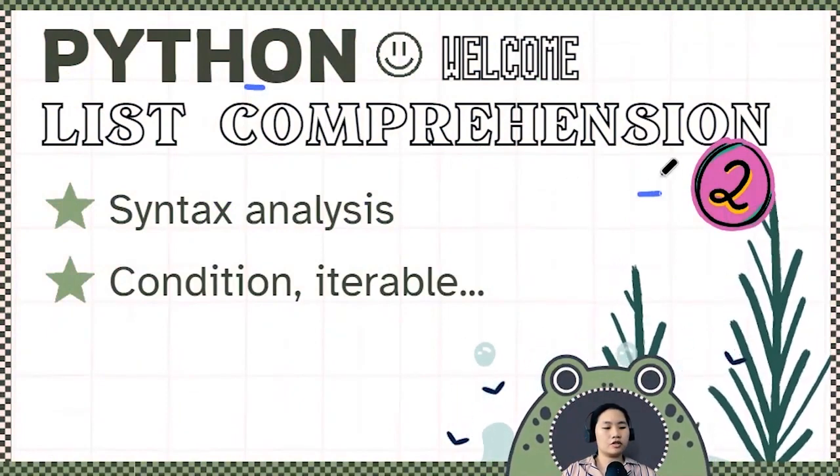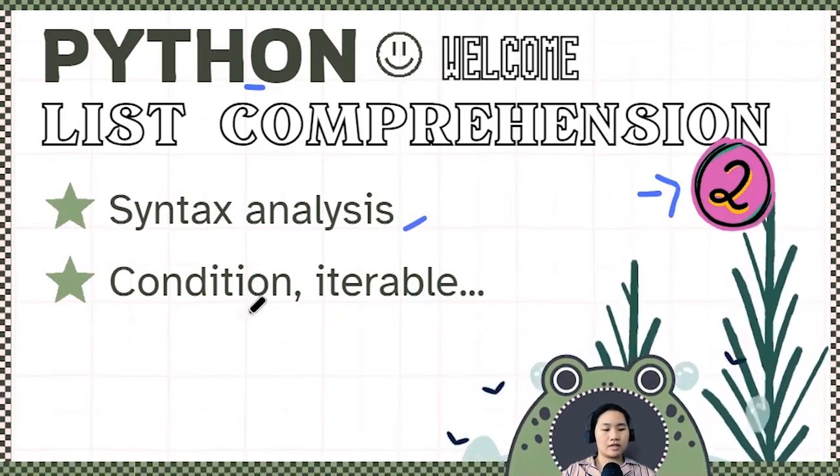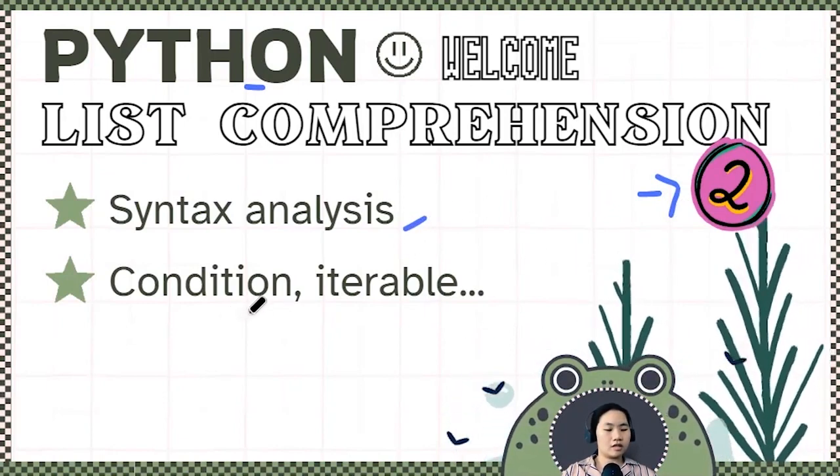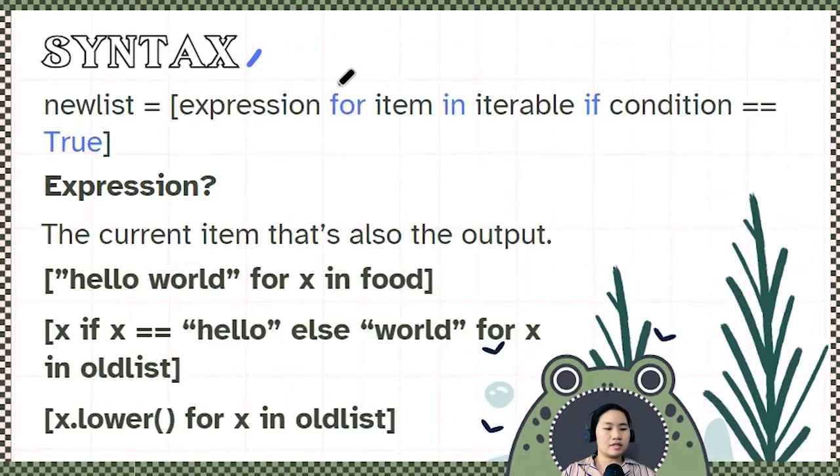Today is Part 2 of List Comprehension. We'll be looking further into syntax analysis as well as the elements that make up the syntax, such as condition and iterable. First, let's review the syntax.